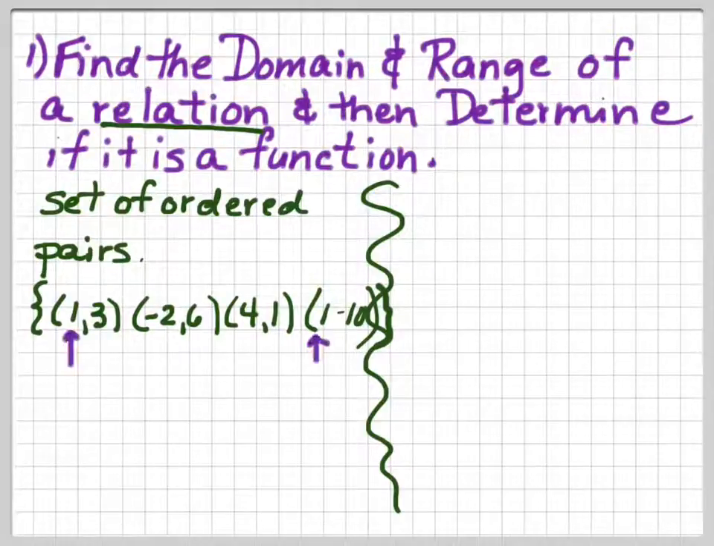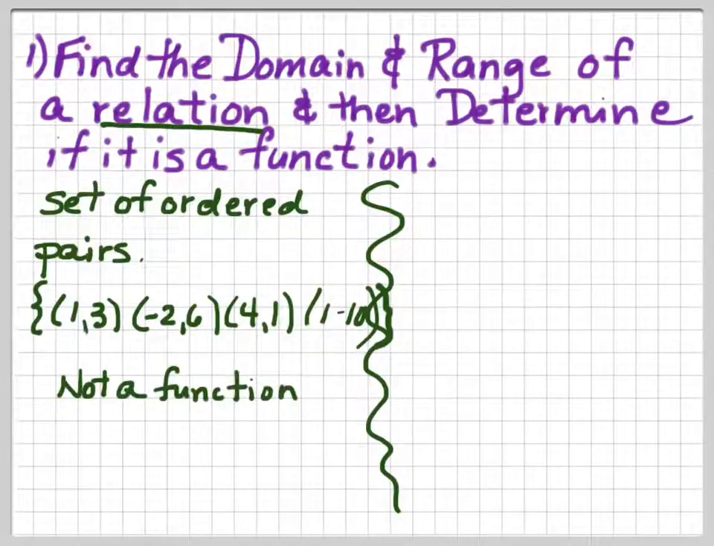Now, is this a function? Well, no, it isn't, because you can see the domain repeats. 1 maps to 3, and 1 also maps to negative 10. And in order for it to be a function, each element in the domain can have at most one element in the range. So this is not a function, but it is still a relation.